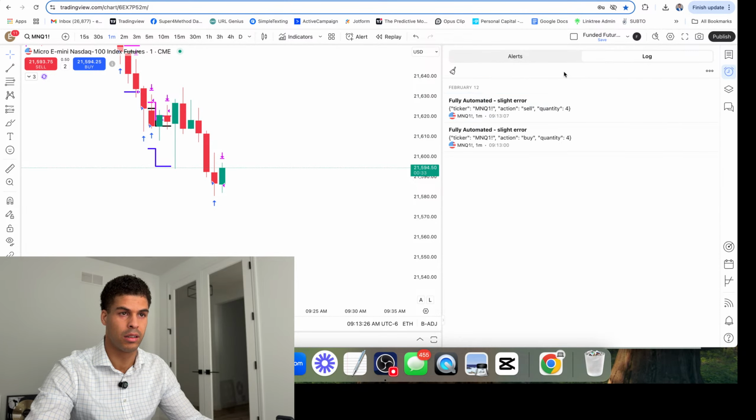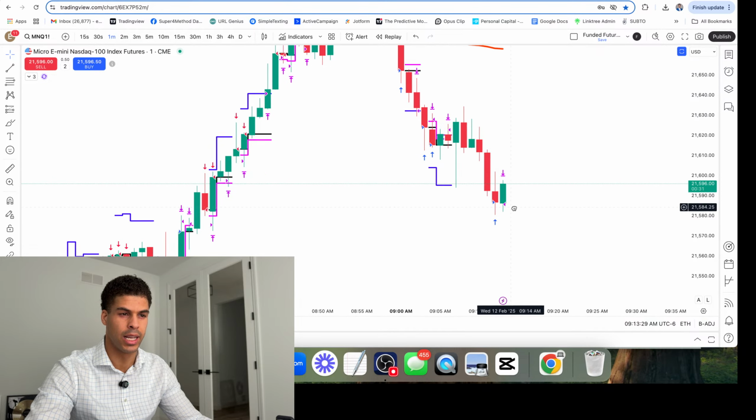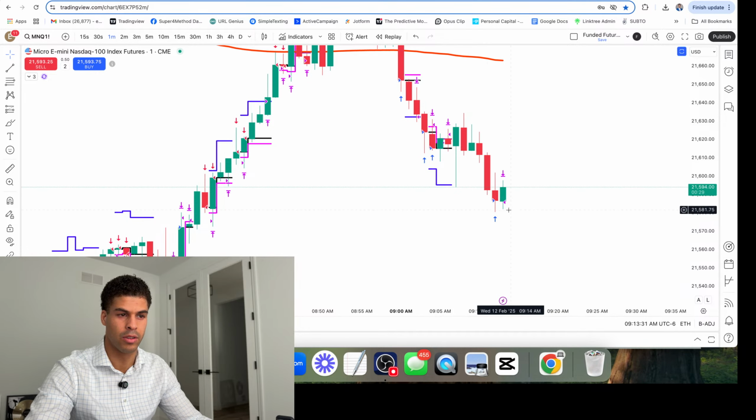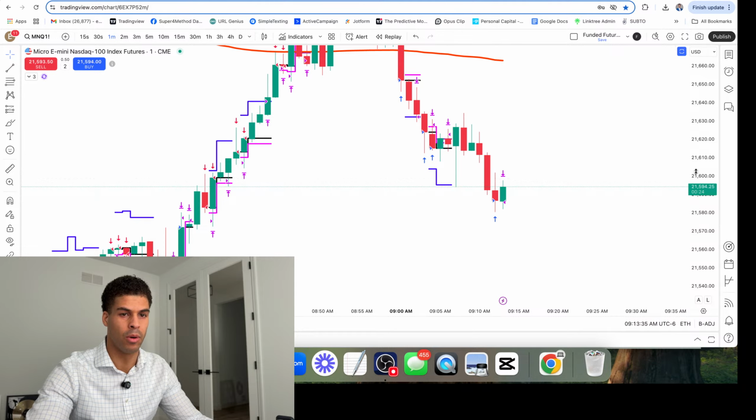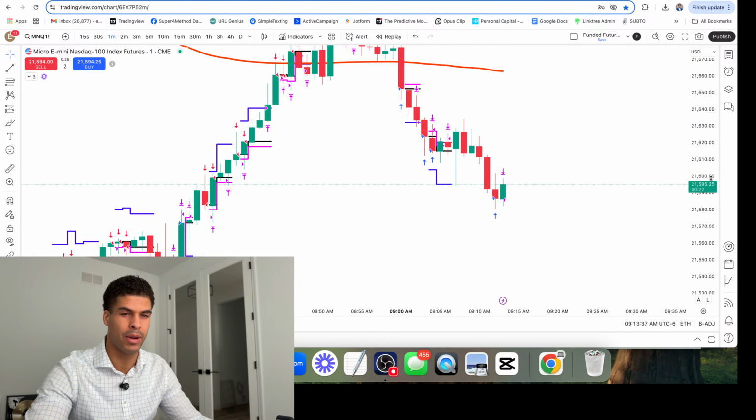But one of the bugs in this thing I need to get updated is that when it closes a trade, it immediately opens a new one the opposite direction. So that's obviously not what we want. We don't want that. But well, I'm going to test to see if I want to do fully automated and just let this run all day and see what happens.